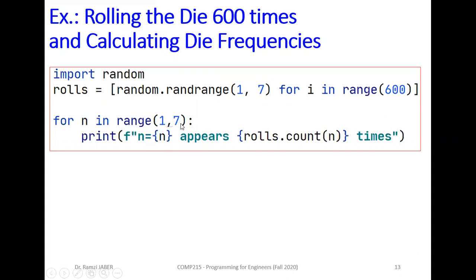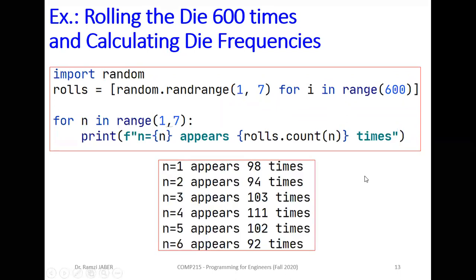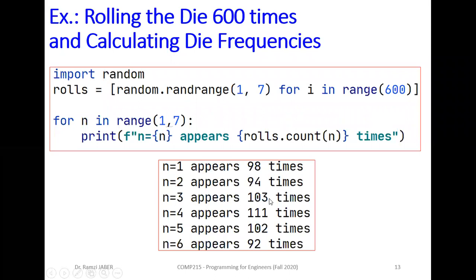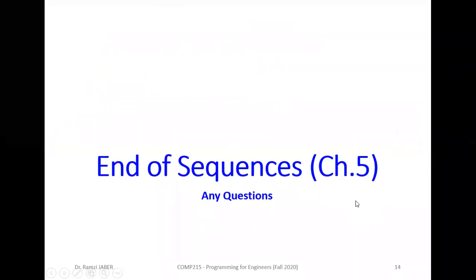n equal 1, 2, 3 appears rolls.count n times. Here in this example, we use the built-in method count to count how many times n appears in the 600 items. The output looks like this: 1 appears 89, 2 appears 84, and so on. They come out around 100. End of sequences, chapter 5.